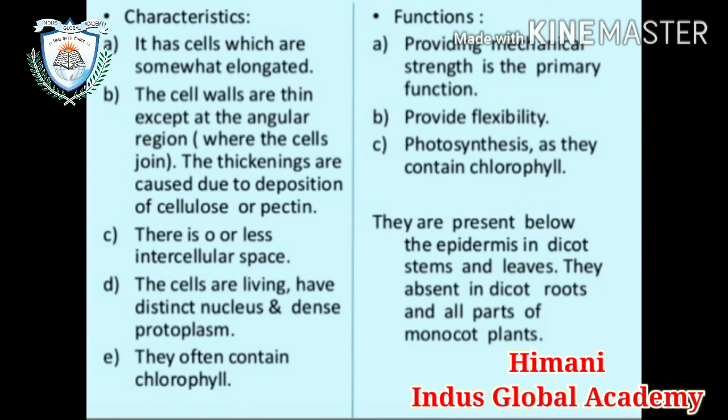They are located in the leaf stalk or below the epidermis. They often contain chlorophyll. Functions: providing mechanical strength, which is the primary function, flexibility and helping photosynthesis. They are absent in the dicot root and all parts of the monocot plant.